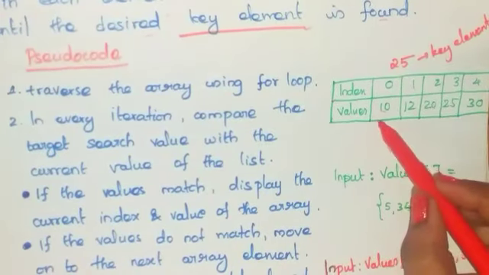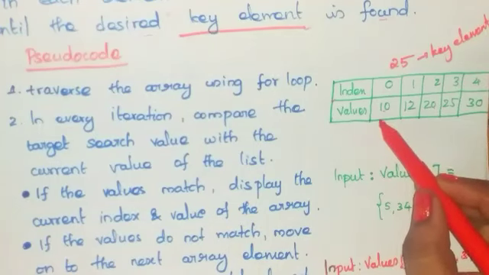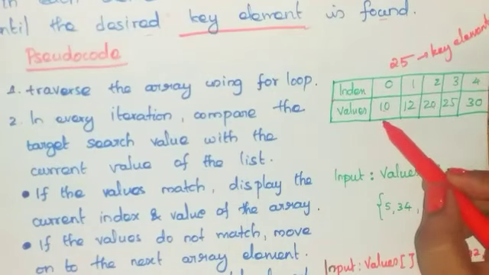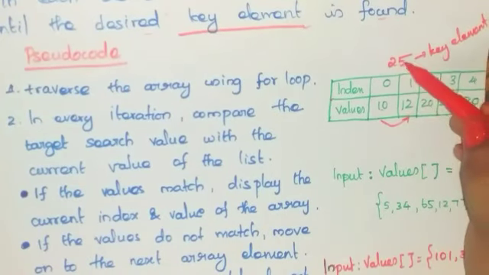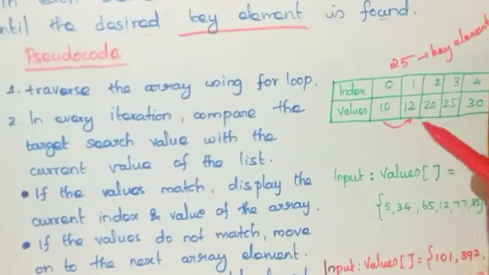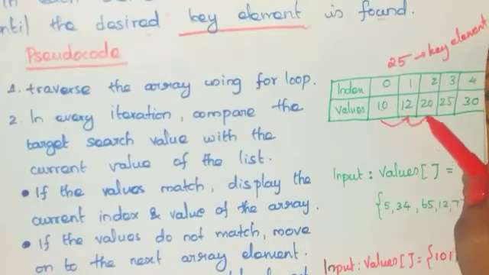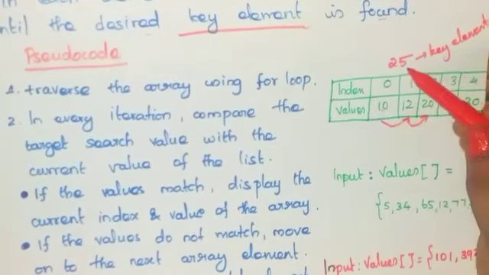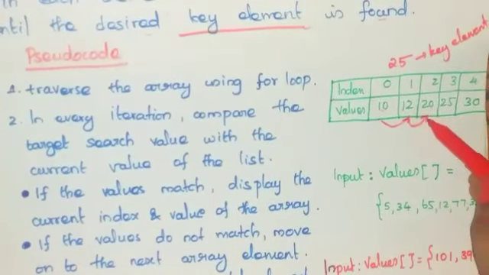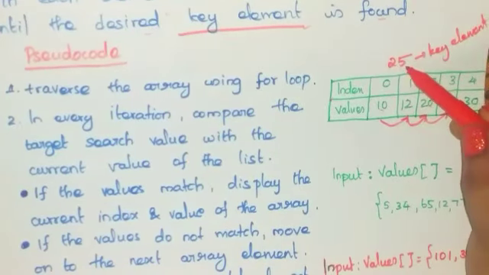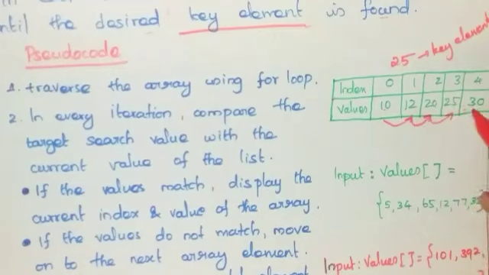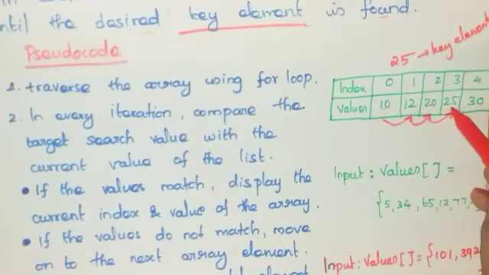So we are searching for 25. What is the value here? 10. So this is not the same. Next, go to the next element. Check this element: 25, 12, not the same. Go for the next: 20, 25, not the same. Go for the next. This is 25, and this is also 25. So here we found the search value.